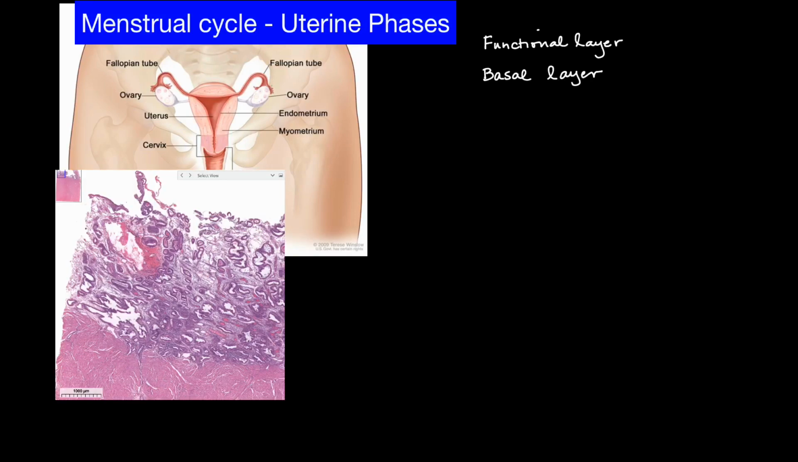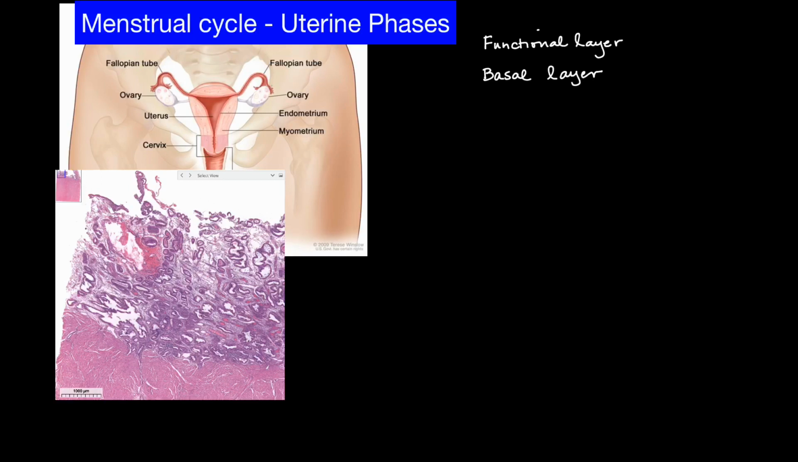So in terms of your microscope slides, we have 3 different slides, and your job is going to be to tell me which phase of the menstrual cycle the uterus is actually in. So there are 3 different slides here that I'm going to show you.